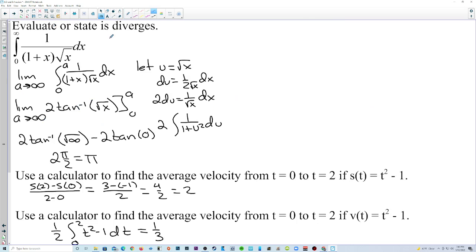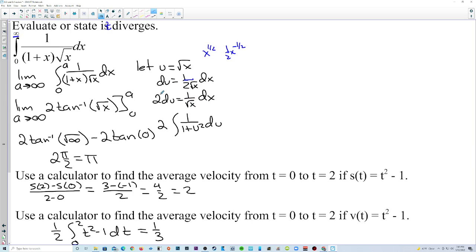Evaluate or state it diverges. We're going to do the limit because we have an improper integral. We're going to let u equal the square root of x, and the derivative of square root of x is 1/2 x to the negative 1/2. Well, that gets square root in the denominator. Well, I don't have 1/2 square root of x. I have just 1 over square root of x. Multiply the 2 over, and we get this statement here.